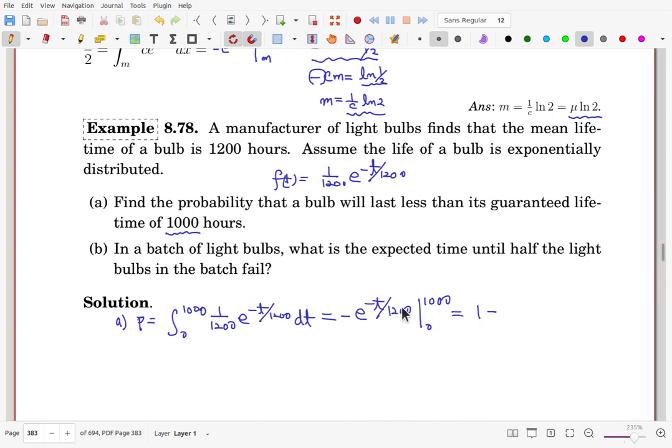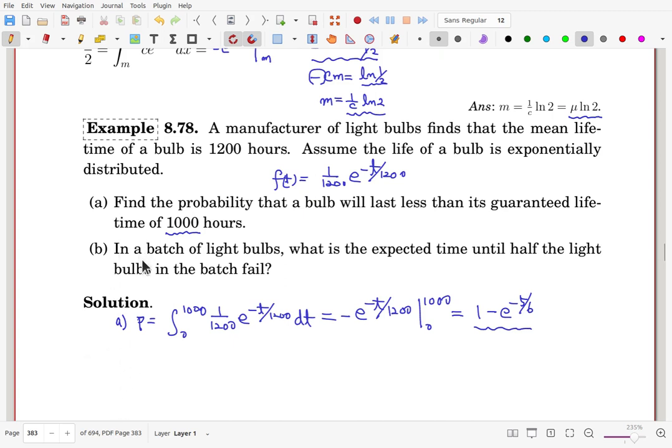Now once it is 1000, that is 5 over 6. So that is e to the minus 5 over 6. Okay, so that's the answer for part A.